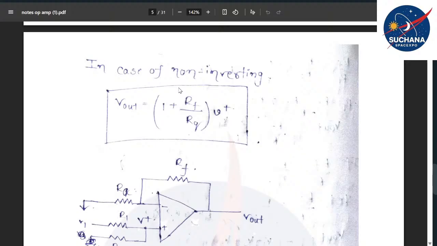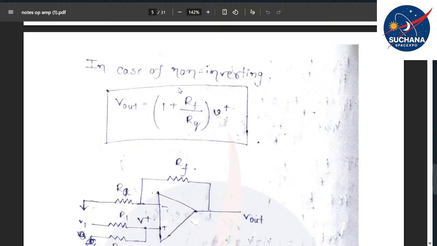Actually, these op-amps are classified into three different categories. The first category we call general purpose op-amps. The second one is high precision op-amps, and the third one is fast acting op-amps.